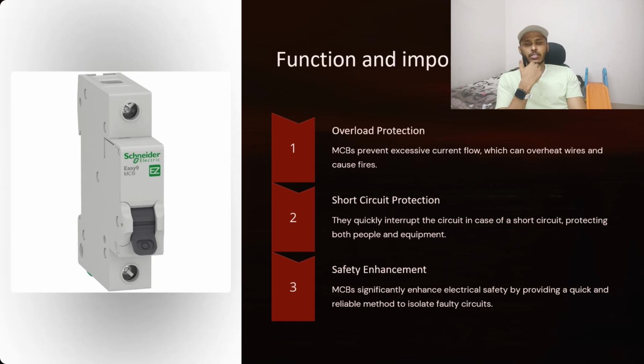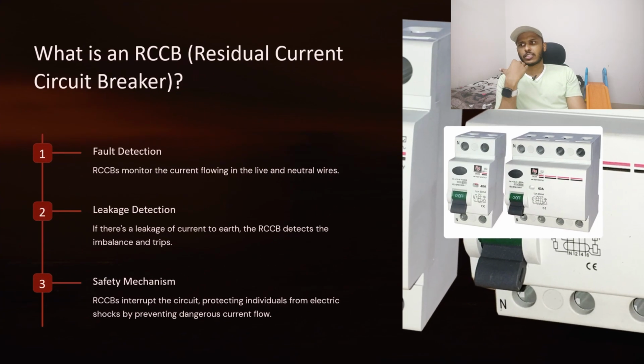And the third thing, RCCB, Residual Current Circuit Breaker. In the name itself, it's a circuit breaker which has something to do with residual current, that means leakage currents. Whenever there is a leakage in the circuit, our RCCB will sense it and trip. We made a video about the difference between ELCB and RCCB, so you can watch that to get more detailed knowledge about the RCCB.